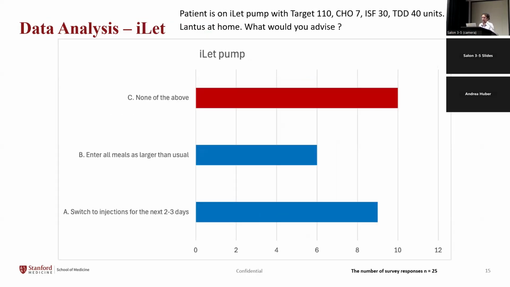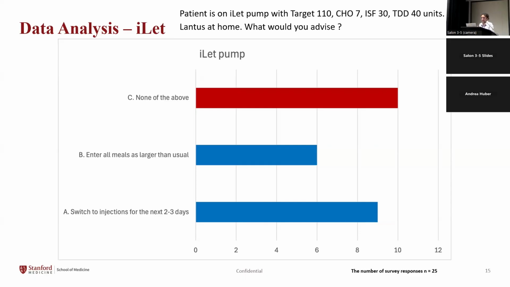Last was iLet. As you can see, there was not a real consensus on what we should be doing because iLet is a self-learning pump. So even the options that we gave the MDs were a little subject to change because we're still discovering what we can do with iLet.